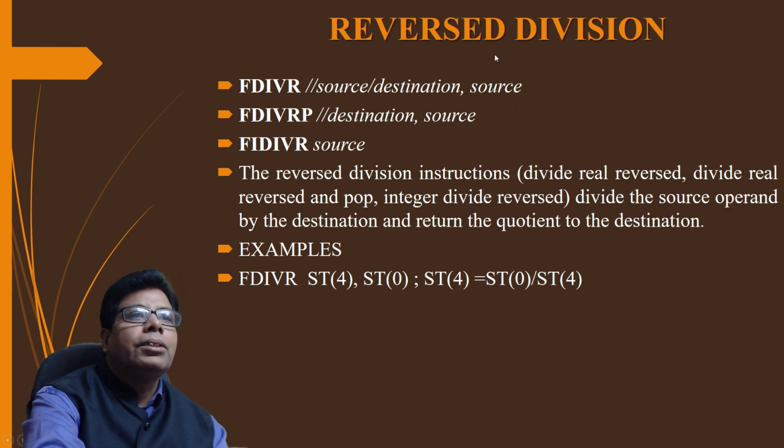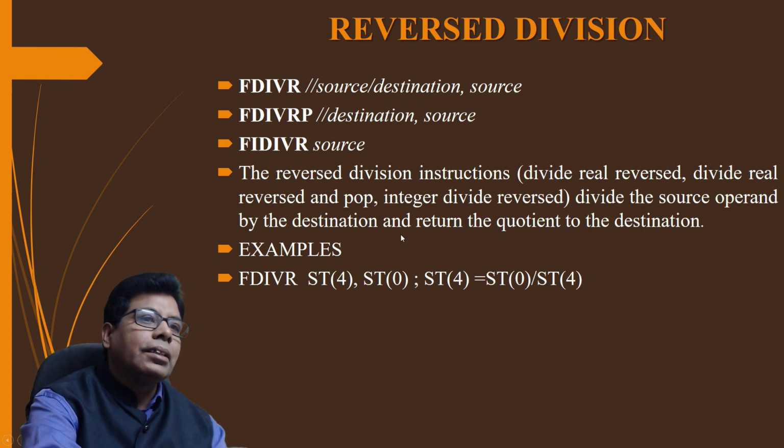Then next is reverse division. Now here, the only thing is it is reverse. So divide the source operand by the destination and return the quotient to the destination. If you take this example, here the source operand is stack top ST0 and destination is ST4. So source is divided by destination and the result is stored in the destination ST4. Then other things will be similar.